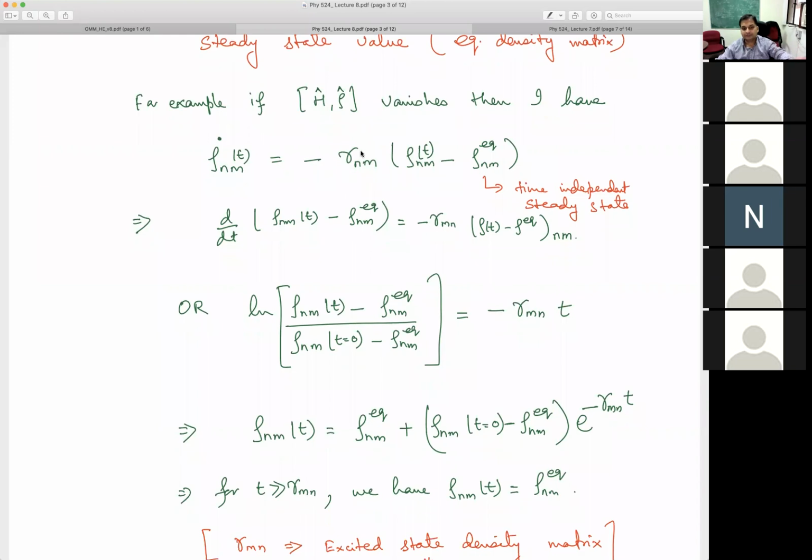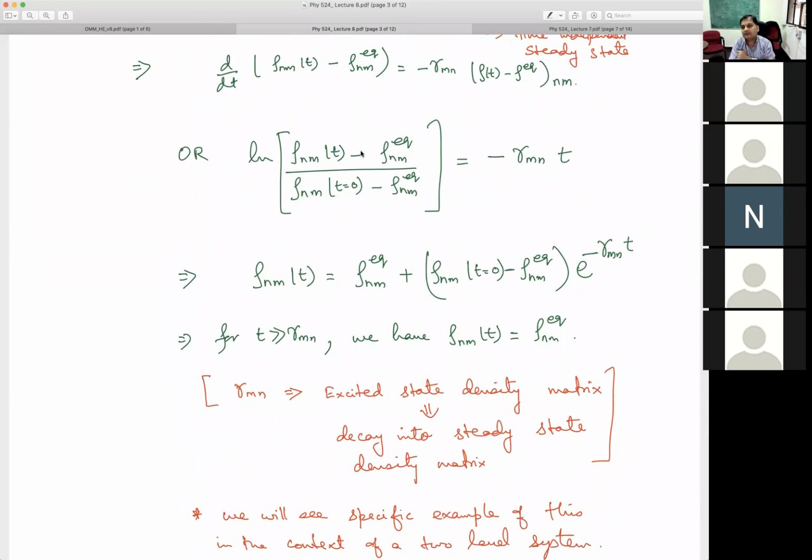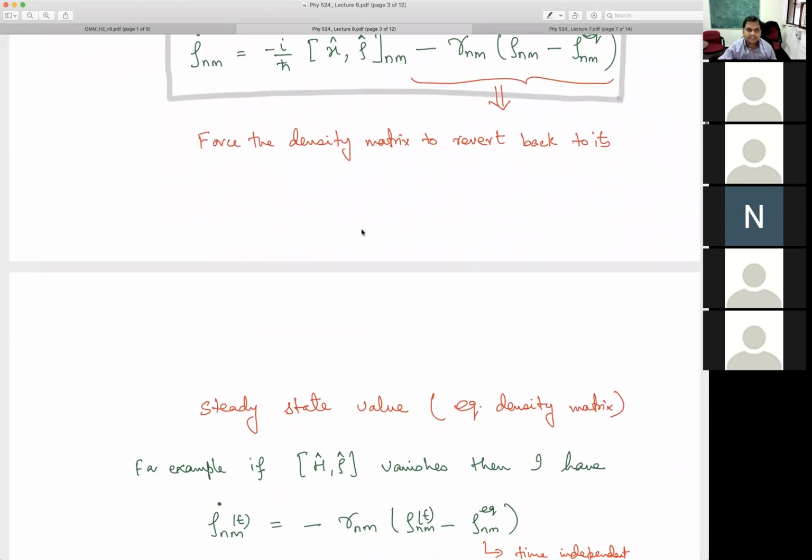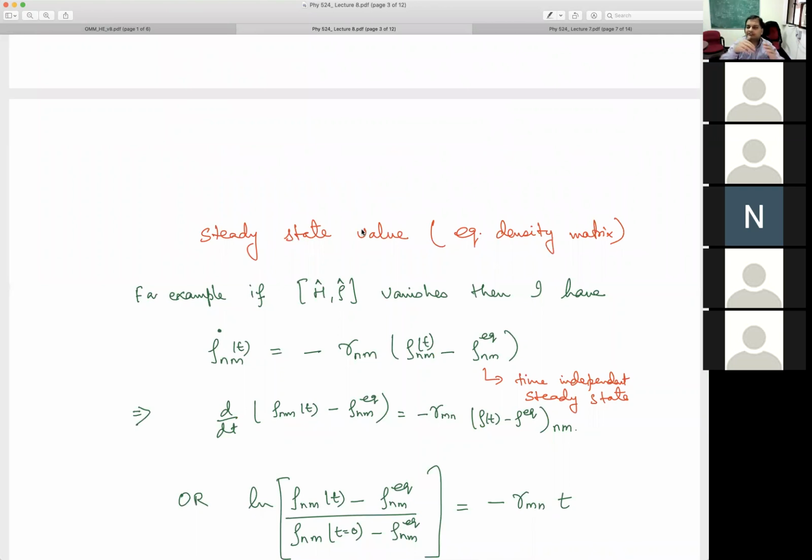So this is just to give you an idea of the meaning of this gamma mn, why it comes with a minus sign, and why it has to have this term rho nm minus rho nm equilibrium. So what does it mean that this first term, the commutator of H and rho nm, equals 0? It just means that the natural time evolution is 0 basically. I'll show this explicitly, what will happen when I switch off the interactions.